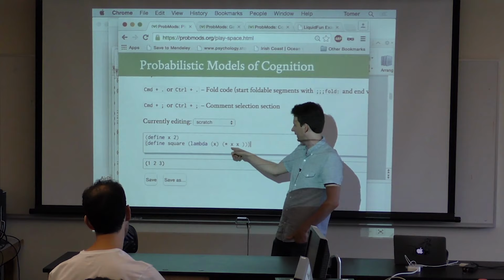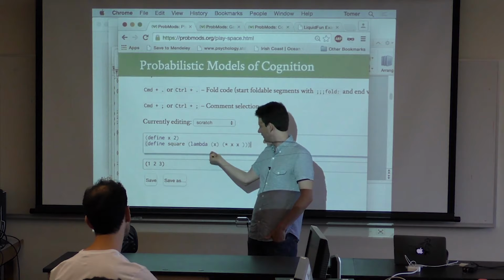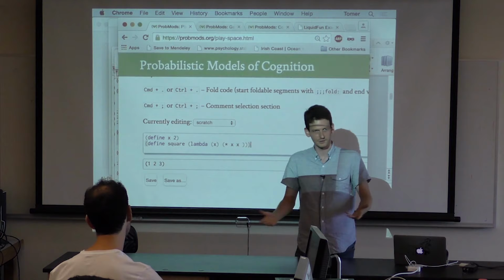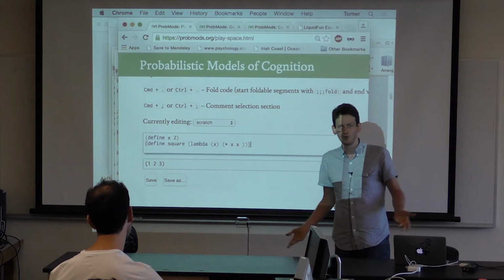So this is a function called square, very basic stuff. It takes in an argument and it multiplies it by itself. So it is the square of x, right? x times x, very simple. There's another way of doing that if you don't want to type out lambdas. If you don't want to start doing lambda this, lambda that, it's sort of annoying.